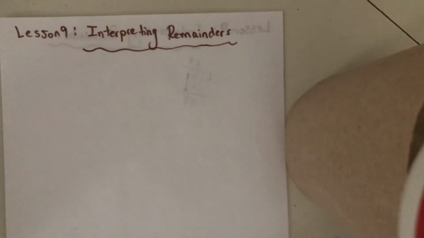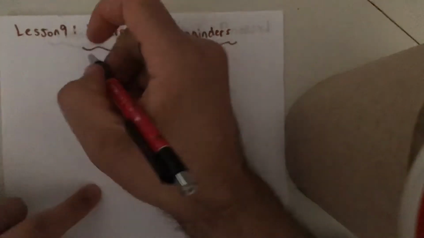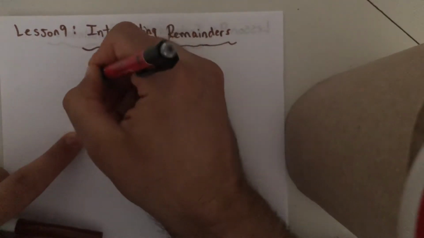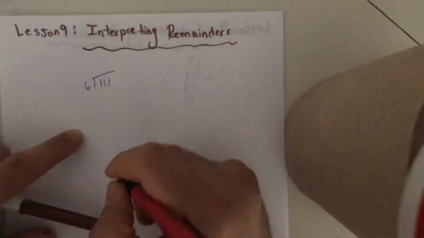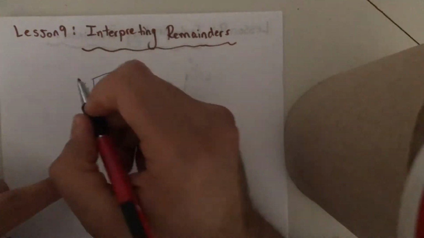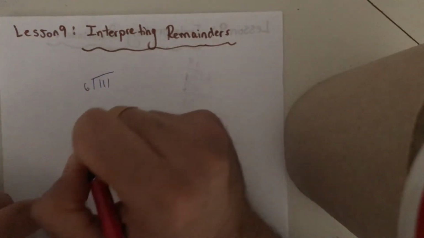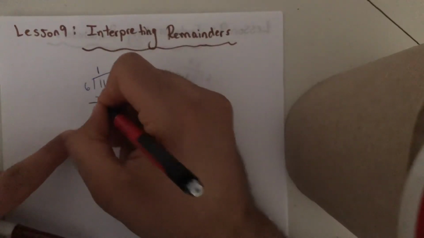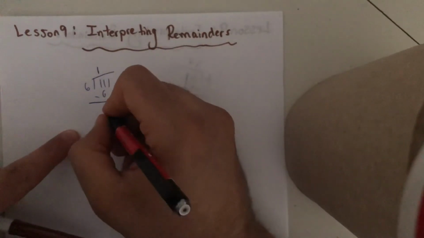The example that I'm going to use is the example in the textbook on page 324, which is 111 divided by 6. How many times can 6 go into 1? That's not going to happen. How many times can 6 go into 11? It could go into it 1 time. What is 1 times 6? It equals 6. 11 minus 6 equals 5.